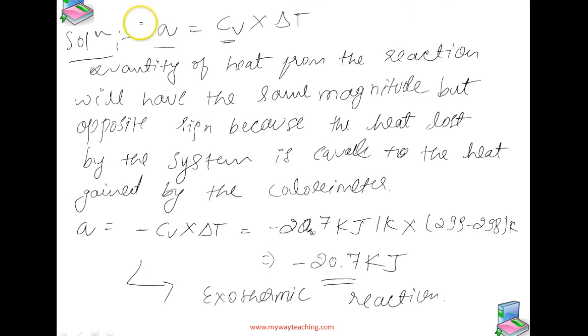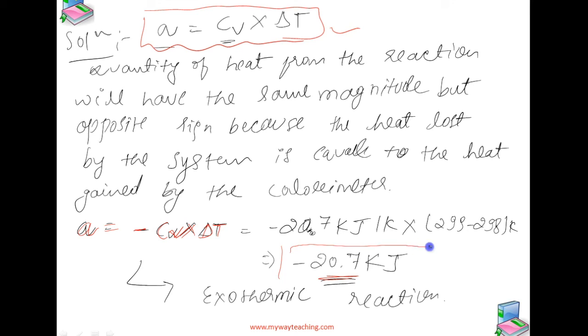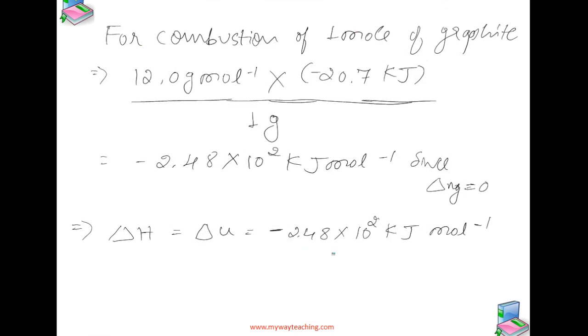So first you know this equation, Q is equal to Cv into delta T, and after that it will be minus because of the exothermic reaction. This is Cv into delta T, and putting in the values you get minus 20.7 kilojoule per Kelvin. So for combustion of 1 mole of graphite, what are you obtaining? This is the answer, delta H.